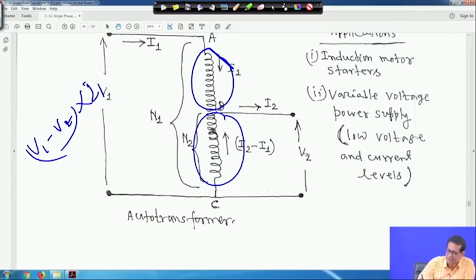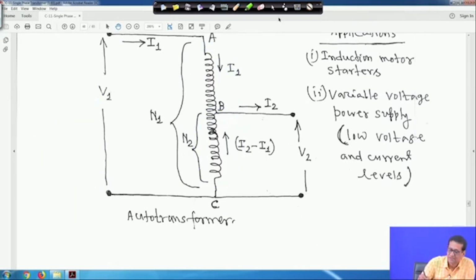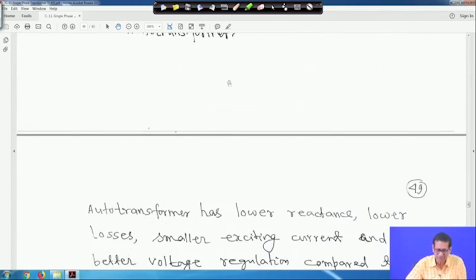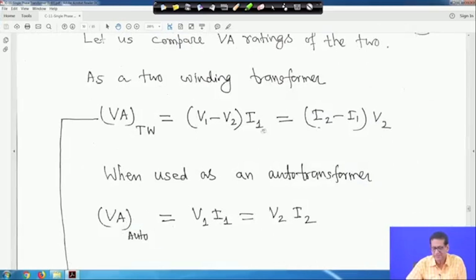And another winding is there, the voltage is V2 into I2 minus I1, right. Both have to be the same because the volt ampere rating, as if this is one winding and this is another winding. For this one, the voltage is V1 minus V2 and the current is I1, and here the voltage is V2, the current is I2 minus I1, this way you imagine, right. So, that is why V1 minus V2 into I1 is equal to I2 minus I1 into V2.